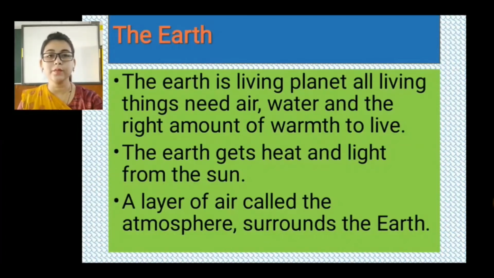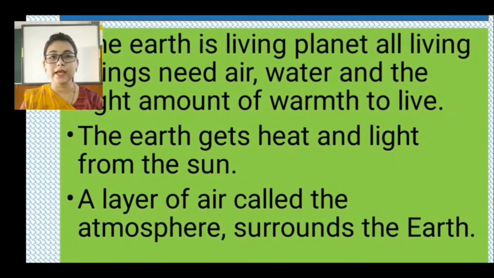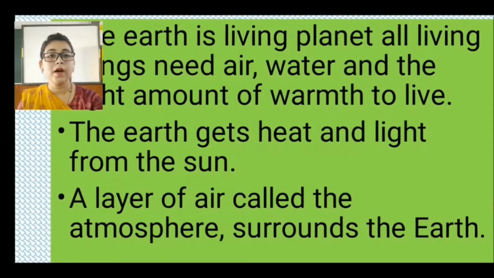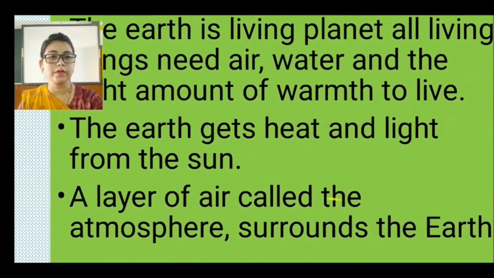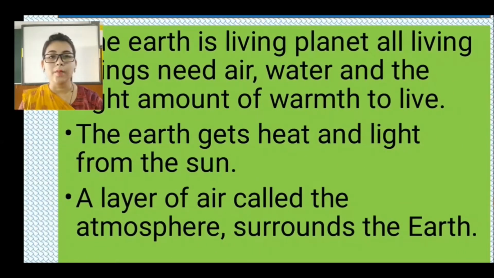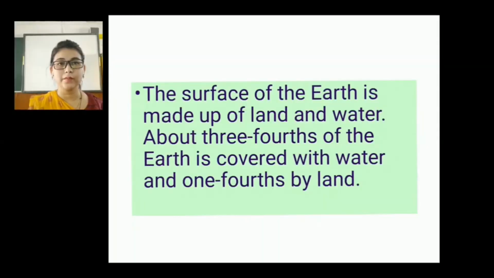Now let's move on to the second point. The earth gets heat and light from the sun, in the correct amount. A layer of air called the atmosphere surrounds the earth. About this we'll study in detail. You can find that most of the part is covered with water and looks blue, and 1/4 part is covered with land that looks green or brown or any other shade.